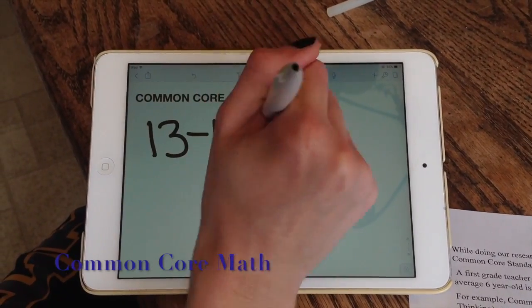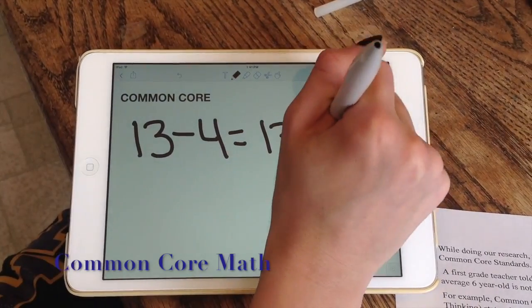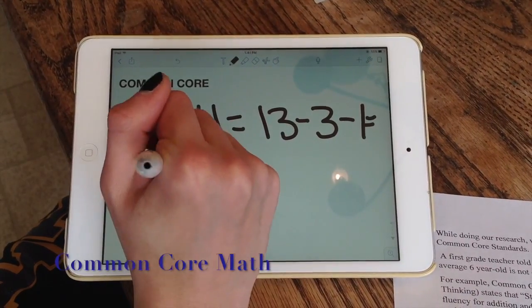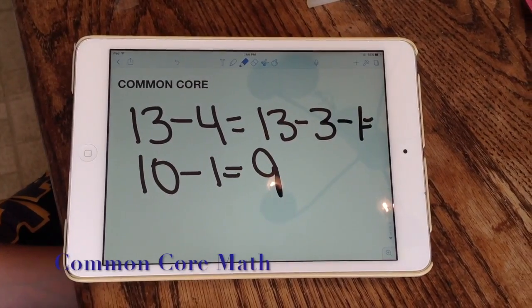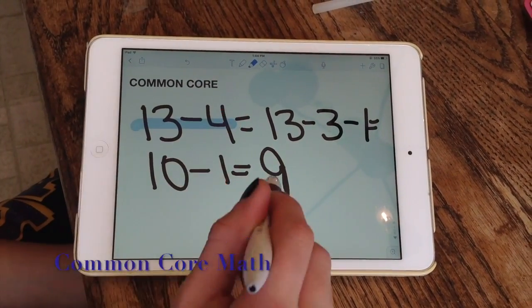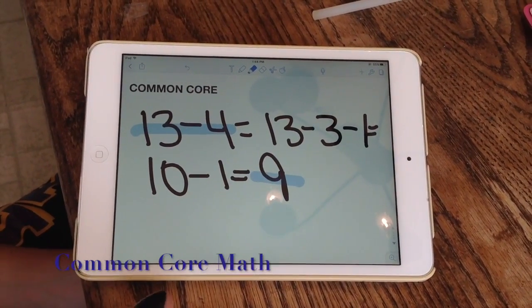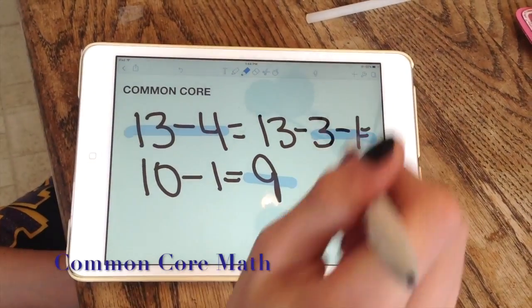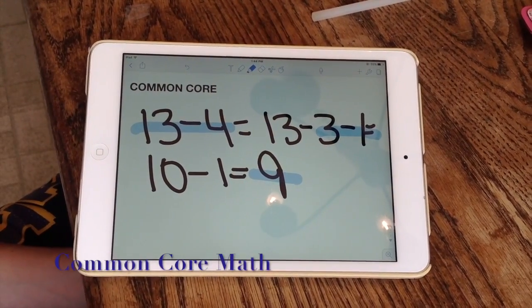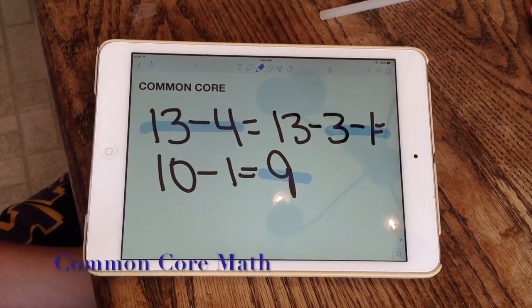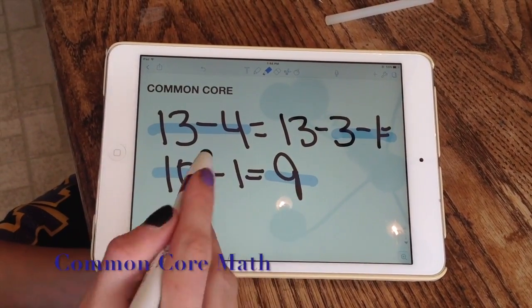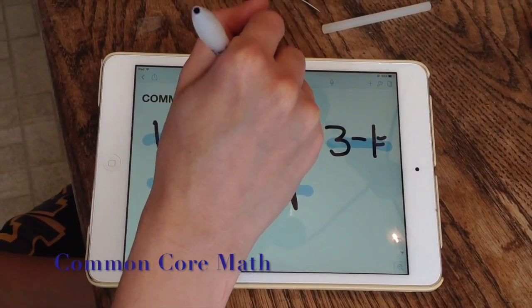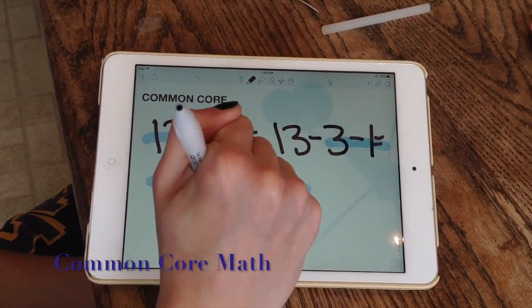13 minus 4 equals 13 minus 3 minus 1 equals 10 minus 1 equals 9. As you can see, 13 minus 4 equals 9. If you break 4 up into 3 plus 1, 13 minus 3 minus 1 equals 9. Subtract 3 from 13, you get 10. 10 minus 1 equals 9. Therefore, all the solutions come out the same, this being 9.